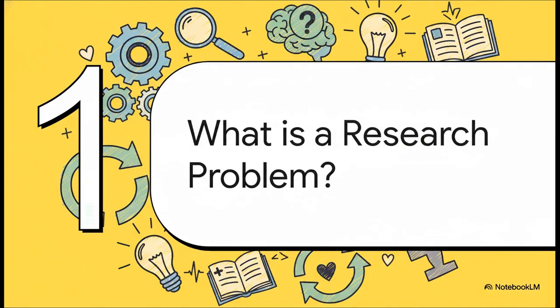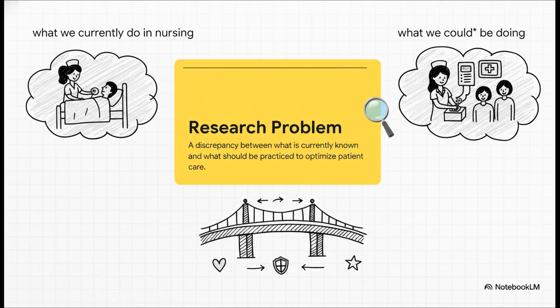All right, so first things first, what exactly is a research problem anyway? Let's get a clear definition on the table. At its heart, a research problem is really just a gap. It's that space between what we know and do in nursing right now and what we should be doing to give the best possible care. Your research, that's you building a bridge to cross that gap. It's how we improve patient outcomes and push our whole profession forward.